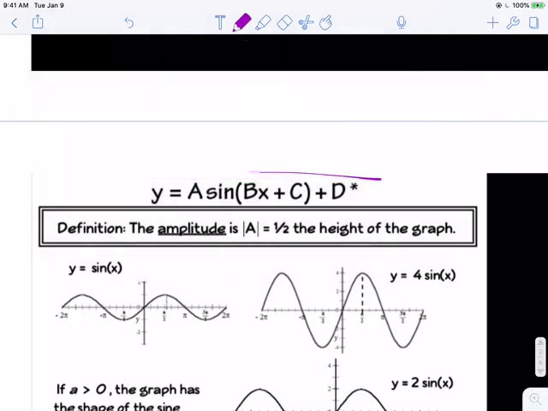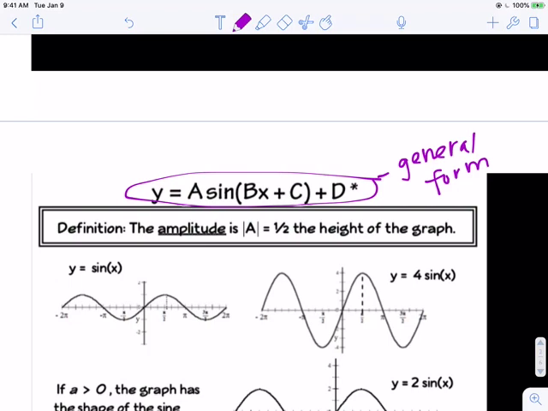This is the general form for a sine function. If I play around with a values, I'll scale it. It'll be either taller or shorter, right? Or maybe it'll reflect over the x-axis. If I play around with c, it will shift it left or right, correct? If I play around with d, it'll shift it up or down. If I play around with b, it will shrink or stretch it horizontally. So just an idea for what those variables do.